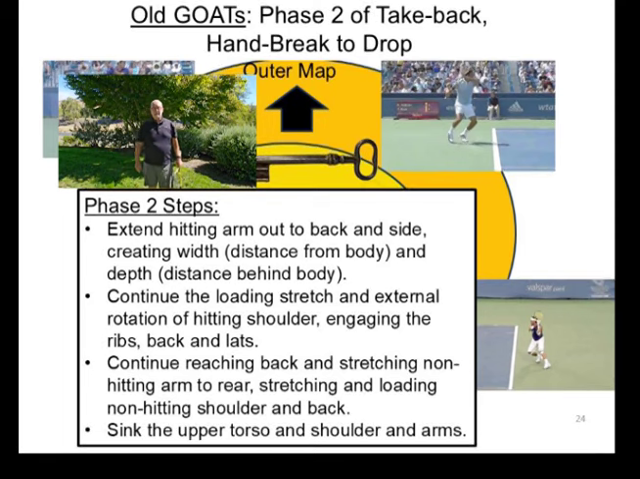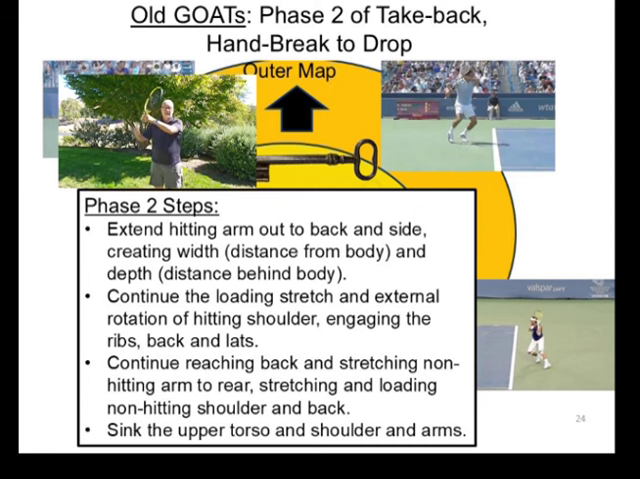So in the next phase, from phase 1 of the old goats, from this first initial take back position, the old goats seem to have this inner transitional phase where they're pretty much just sort of dropping the racket down at the level of contact. And they do it in different ways.